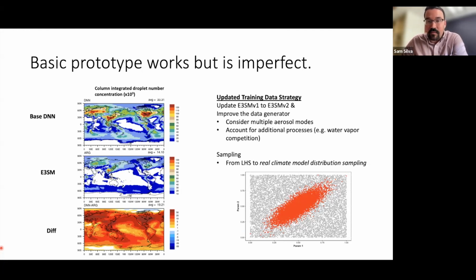And then importantly, we changed our sampling strategy from Latin hypercube sampling in the input distribution space to real climate model distribution sampling. So we actually ran E3SM and output all of the input parameters from E3SM, as opposed to just random sampling across this entire space. I've just shown what Latin hypercube sampling might look like for a 2-parameter distribution. Latin hypercube sampling is in gray. It samples the whole entire space, whereas our real distribution might actually be fairly correlated, as shown in red.